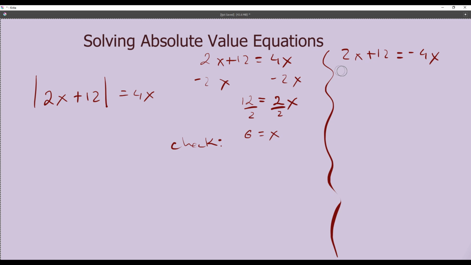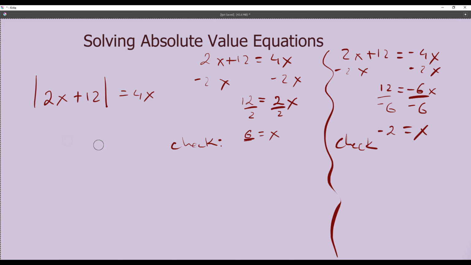Let me solve this side first. So subtract 2x. I have 12 is equal to negative 6x. Divided by negative 6, I have negative 2 is equal to x. And I also have to check that.